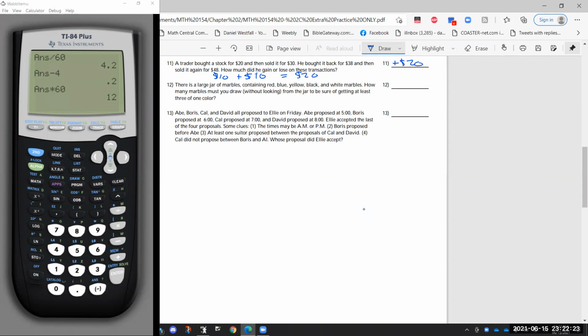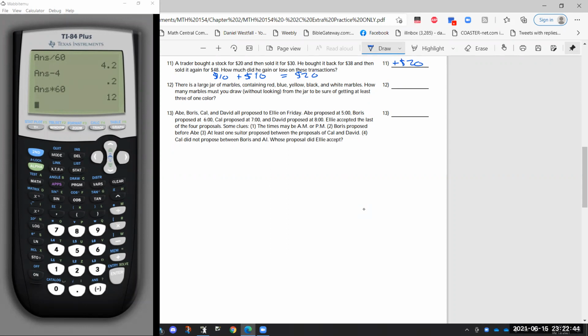So don't worry about the fact that he had to buy the stock for 38 that he sold for 30. It's not your problem, right? He came out plus 10 in this part. He came out plus 10 in the second part. So he came out plus 20 overall.